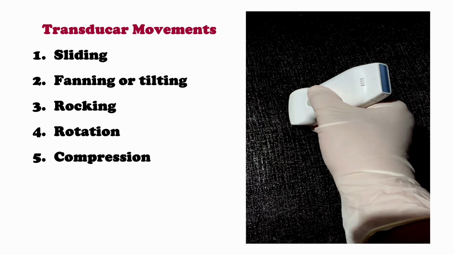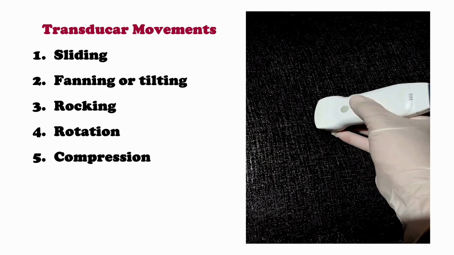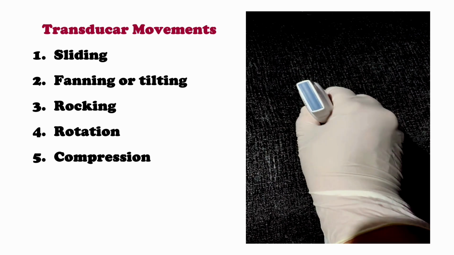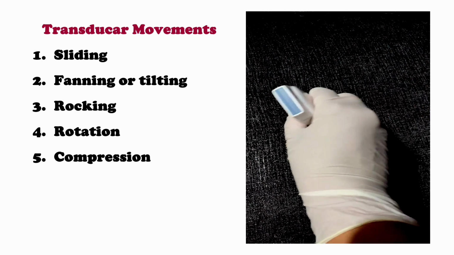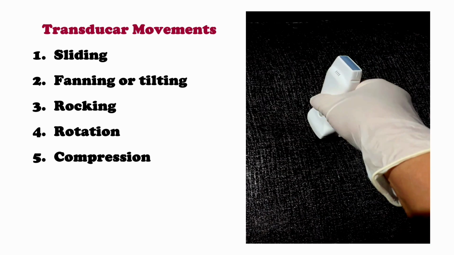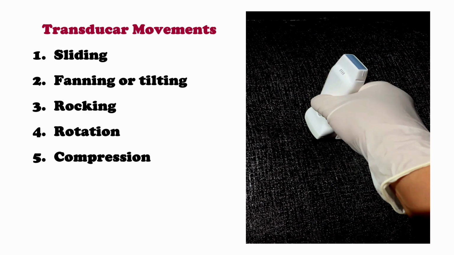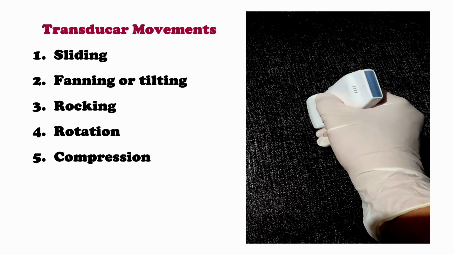Sliding movement involves moving the entire probe in a specific direction to find a better imaging window. Tilting the ultrasound probe involves moving the transducer from side to side along the short axis of the probe. And rocking, it's either towards or away from the probe indicator along the long axis.